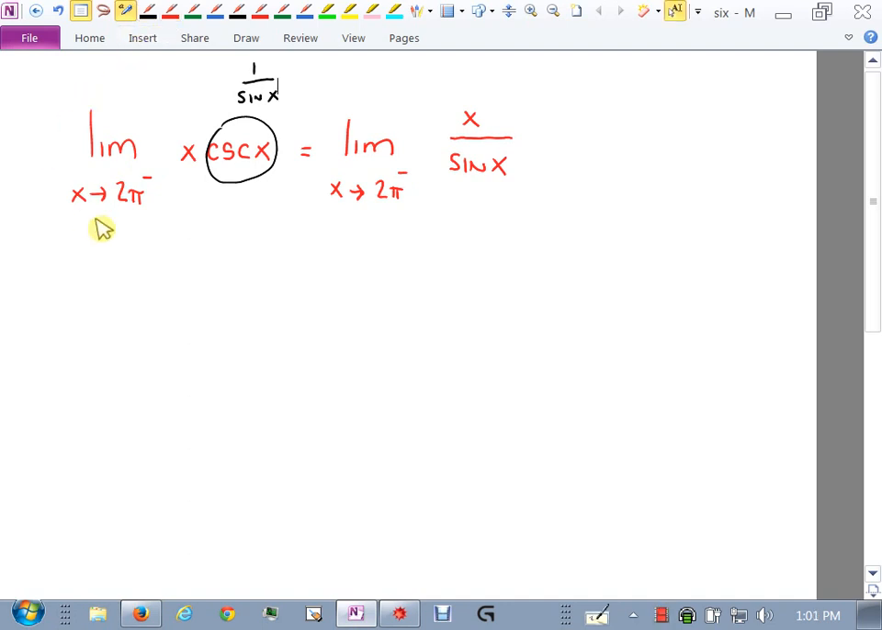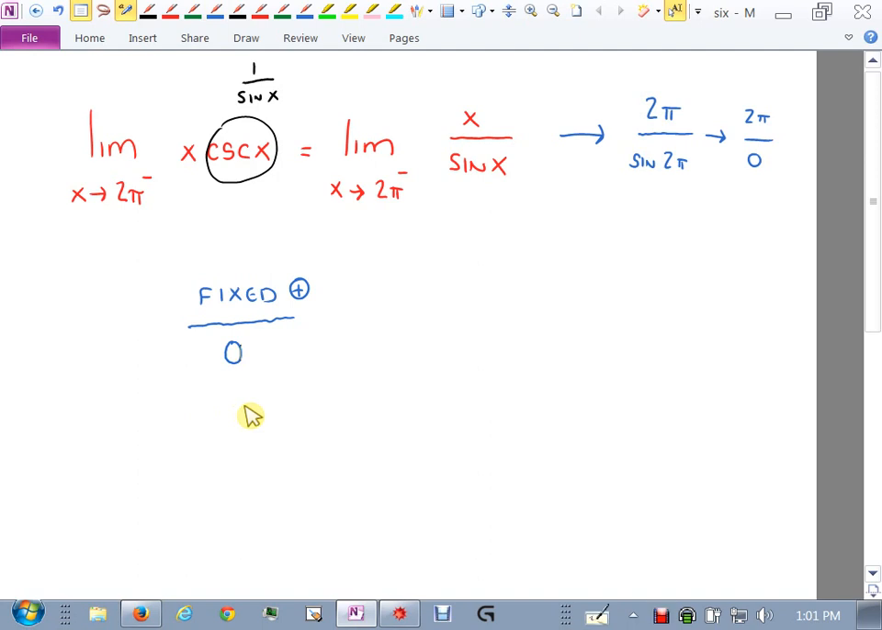And now what happens as x goes to 2 pi? On the top, where are we headed? To 2 pi. On the bottom, where are we headed? Sine of 2 pi, right? Sine of 2 pi should be 0, which is bad. So we get 2 pi on top, we get 0 on the bottom, right? However, this is a fixed number. In fact, is it a fixed positive or negative number? Positive, because 2 pi is positive. So it's a fixed positive number over 0.